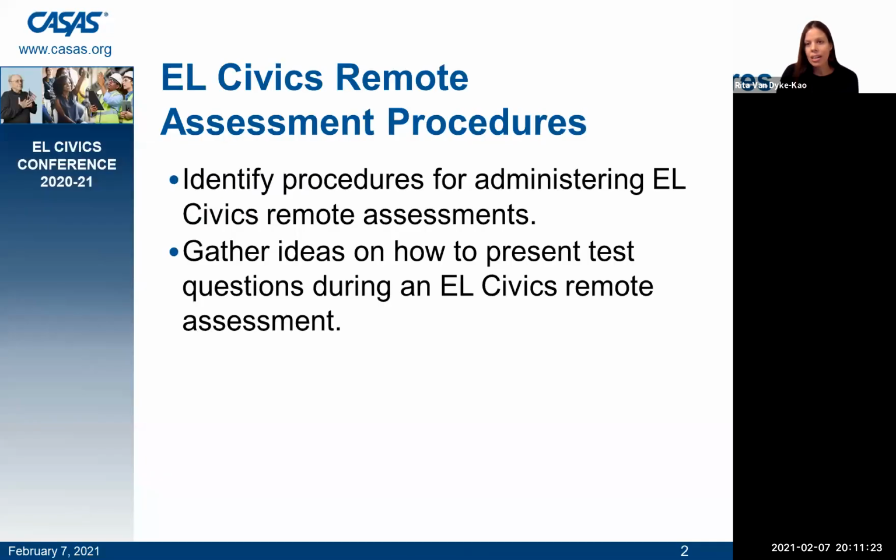So here are our objectives for today. We're going to identify the procedures for administering EL Civics remote assessments. And we'll also spend some time gathering ideas on how to present test questions during an EL Civics remote assessment.